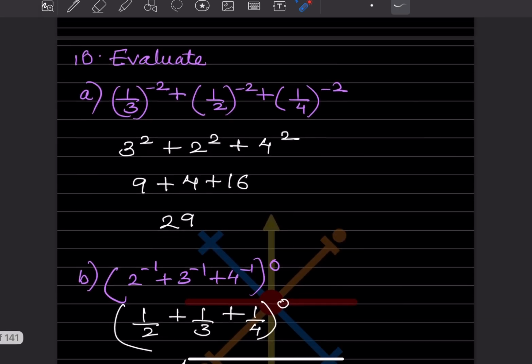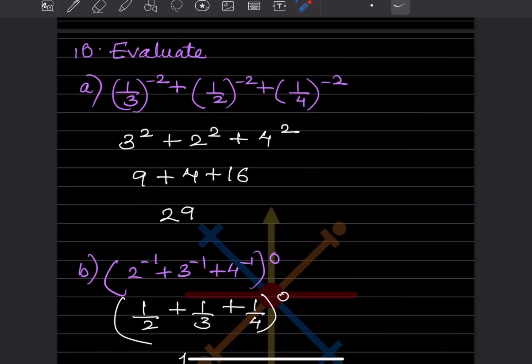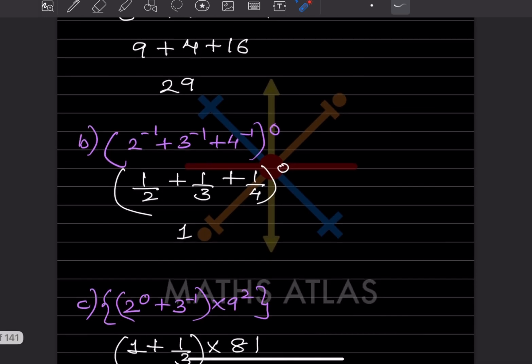Now we have to evaluate this one. What we can do for this one is flip it over to make it positive: 3 raised to 2, the same. This is going to be 2 raised to 2. Same. This is going to be 4 raised to 2. So there will be 9, 4 and 16. You just add them and you get the answer 29.